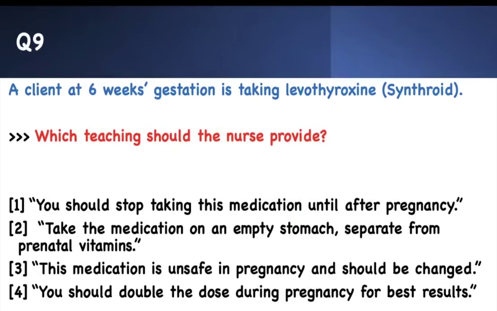Number 9, a client at 6 weeks gestation is taking levothyroxine. Which statement should the nurse provide? What is the content here? If you have hypothyroidism and you're taking Synthroid or levothyroxine and you're pregnant, you got to teach the patient: don't stop the medication. Continue taking the medication. You may probably need a double dose, but you should not do it on your own until the doctor tells you to do that. But you have to give them information about safe medication administration. You should stop taking this medication after pregnancy.